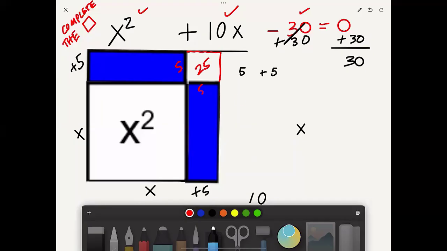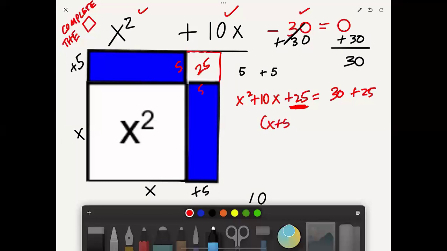So if we do this, x squared plus 10x plus 25, right? And we have 30 on this side, but whatever we add to this side, we also have to add to this side. So let me erase this. We can rewrite this as x plus 5 squared, and this is going to be 30 plus 25, which is 55. Now, we know the area of the square. The area is 55. So if the area is 55, that means the side is going to be the square root of 55, right?